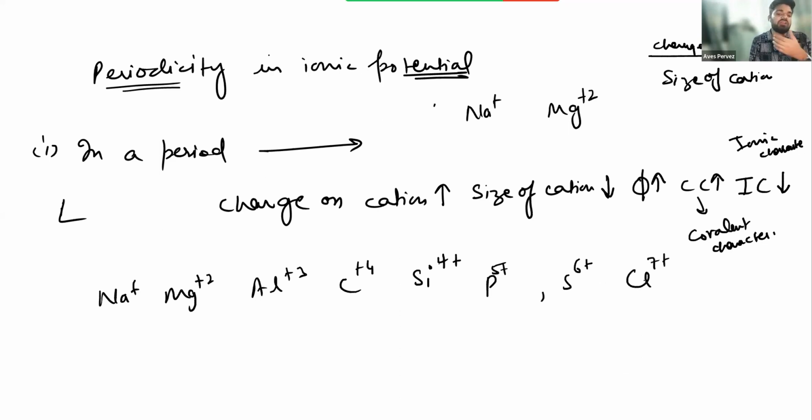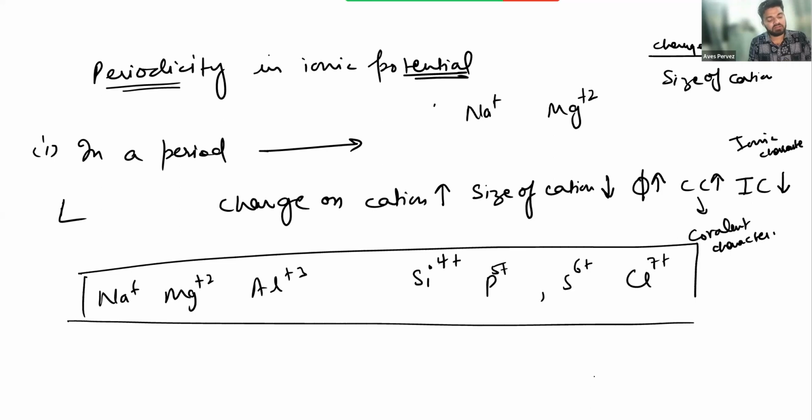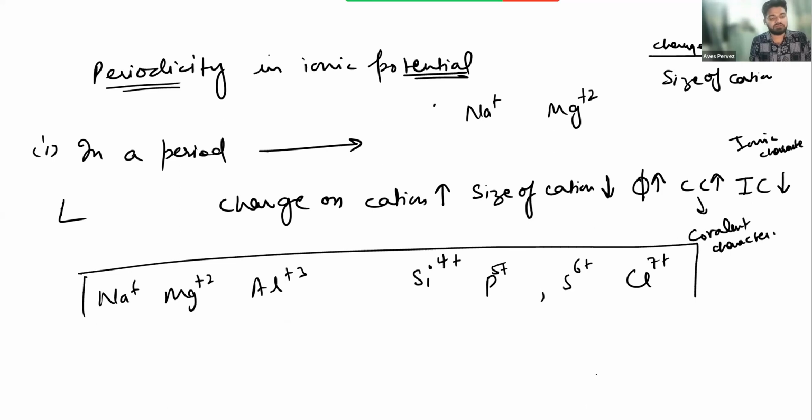Chlorine is donating 7 electrons. All of them are going to have 10 electrons in their outer shell. Sodium, magnesium, aluminium, each is going to have 10. Carbon is not going to have 10, so we don't write carbon here. When silicon loses 4 electrons, it is going to have a different configuration. This is the third period, sorry.